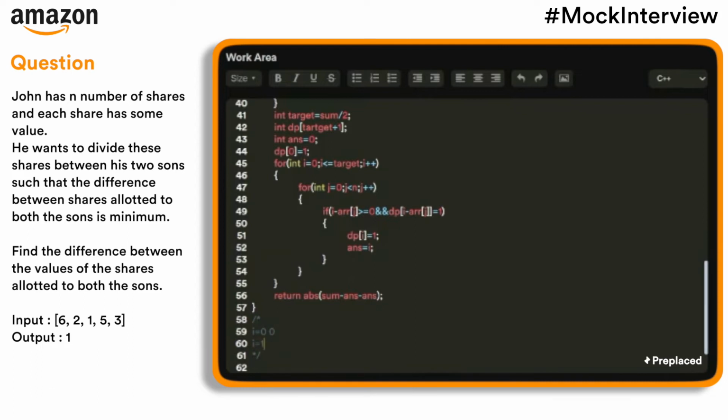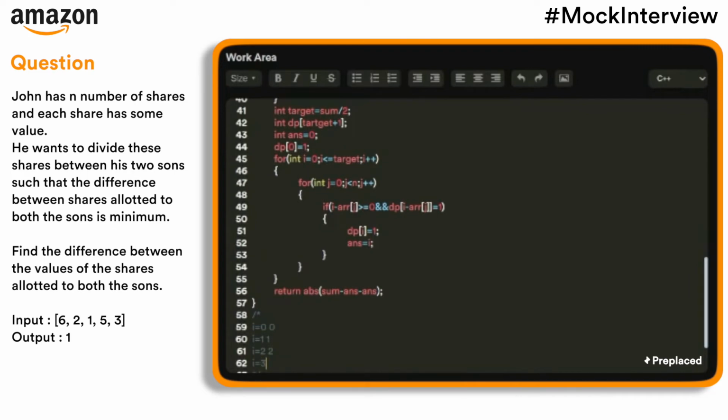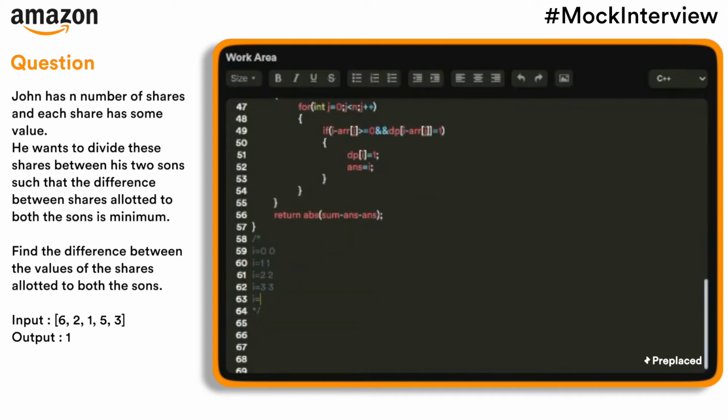So for I equals 1, we have got the element 1 in the array. So the sum 1 is also possible. So the new answer would be 1. And for I equals 2, since 2 is present, the new answer should be 2. Similarly, I equals 3, 3 is present, so the new answer would be 3. And I equals 4, 4 minus 1, 3 is present, so 4 would be the new answer.